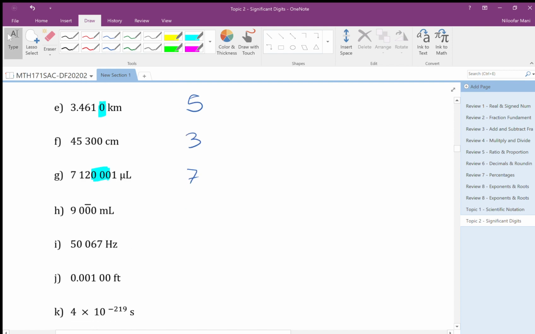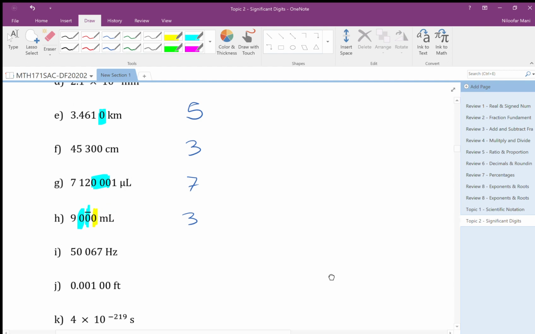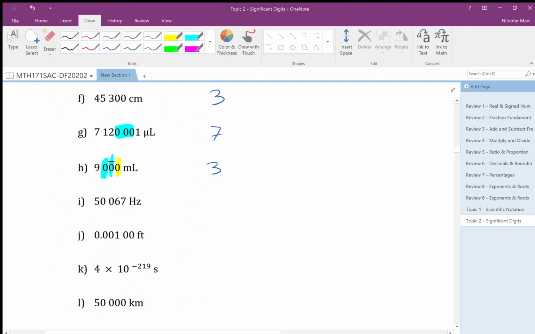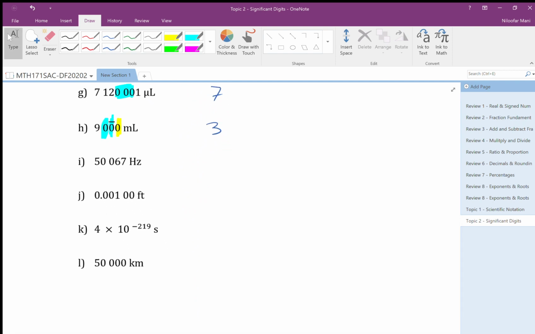The next one, I need to count this, and this 0 is also between two non-zero digits, between two significant digits, so I have to count it. So therefore I have 3, but I don't count this, it's after. How about this? Zeros are between, so I have to count them. Two zeros are between, so I count them, so it is 5.